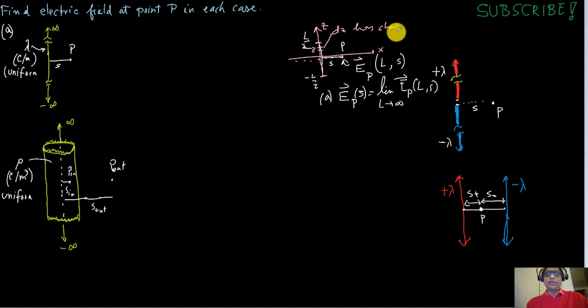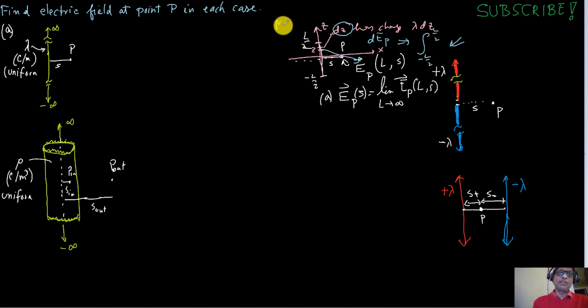It has charge lambda dz, and from this charge at this point the electric field is in that direction. So you figure out dE at P, and then you integrate it. That dE at P in terms of dz, and then you integrate from minus L over 2 to L over 2, and you should get that. Okay, that's a lot of work, and it's not necessary to do this work if you use Gauss's law.